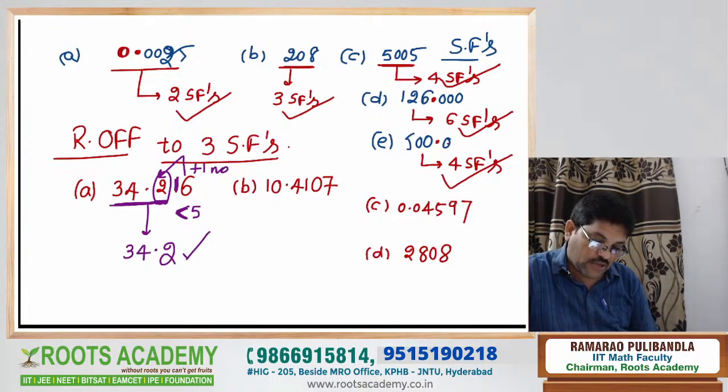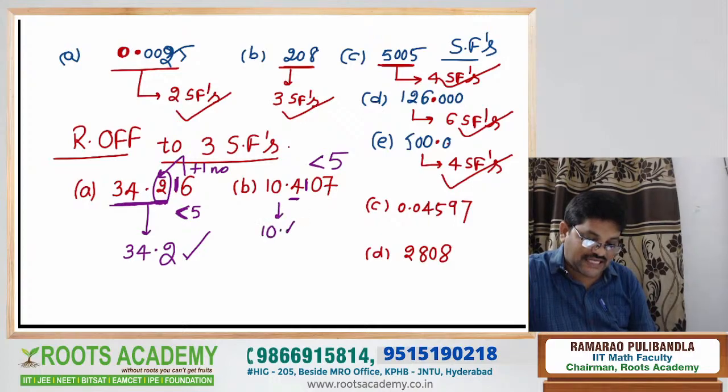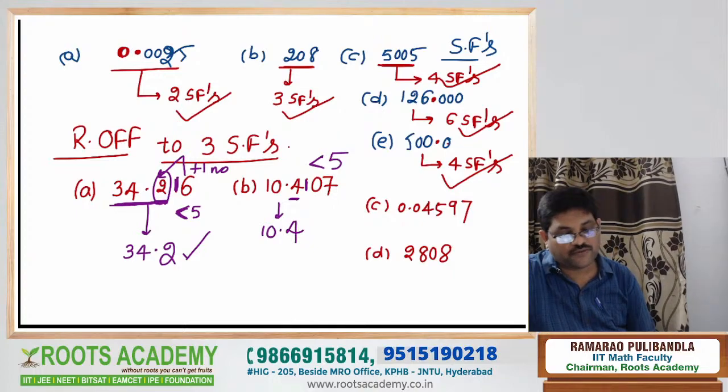Understood? Now here, rounding off 10.4107, I want 3 significant figures. After 4, the value that comes across is 1. The 1 is again less than 5, so no adding of plus 1. Rounding off to 3 significant figures, that is 10.4.